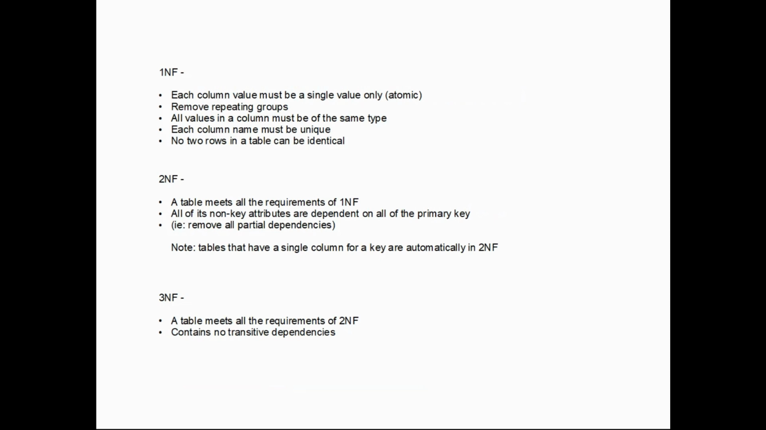Now we're going to get into normalization, what we came here for. Okay, we're going to break it up only into 3 normal forms. First normal form, second normal form, and third normal form. Definition of first normal form: each column value must be a single value only. In other words, it has to be atomic. Each column and row intersection can only contain a single value. Okay, that's what we mean by atomic.